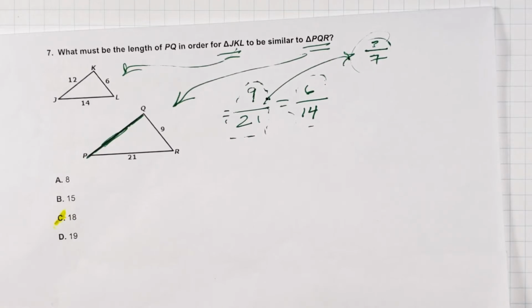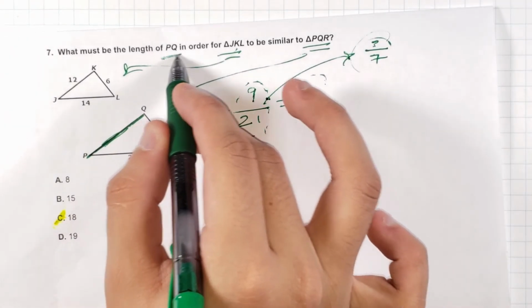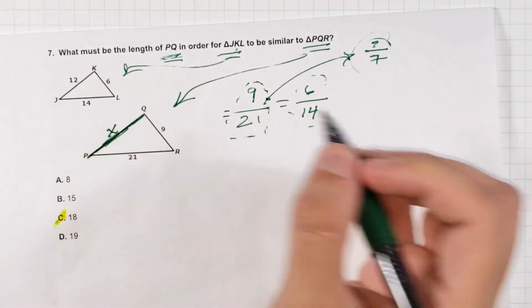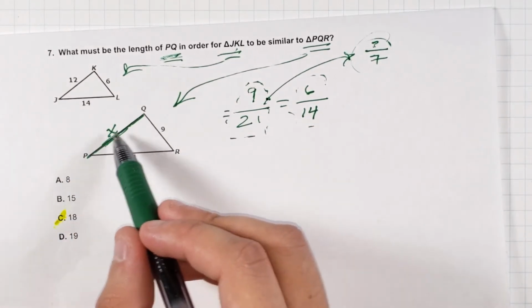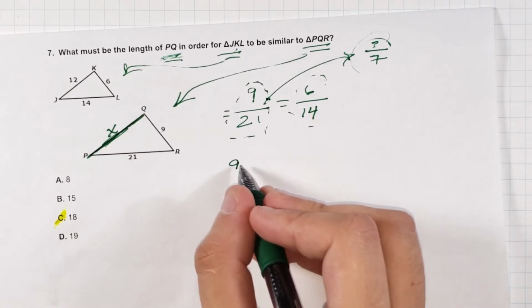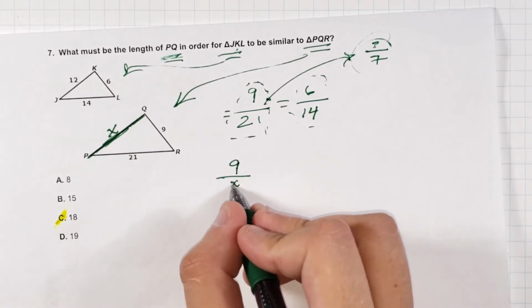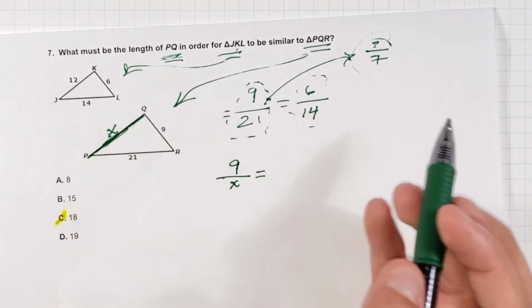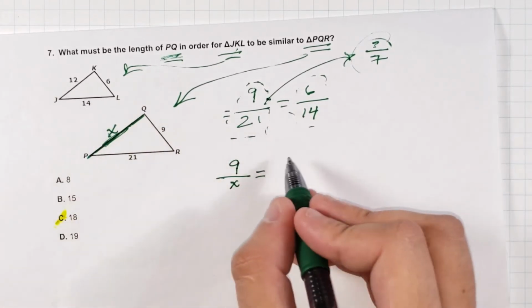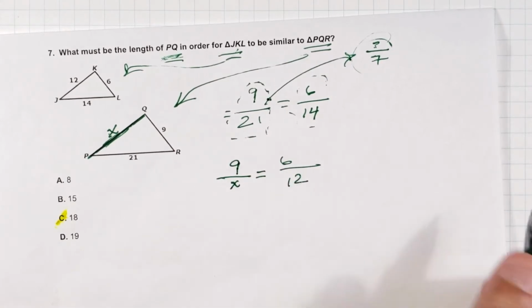What I'm going to do is, since we want to find the length of PQ, I'm going to put an x here. Okay, I'm going to make my proportion easier. So I'm going to do 9 over x equals 6 over 12. Okay, you do the corresponding sides. 6 over 12.